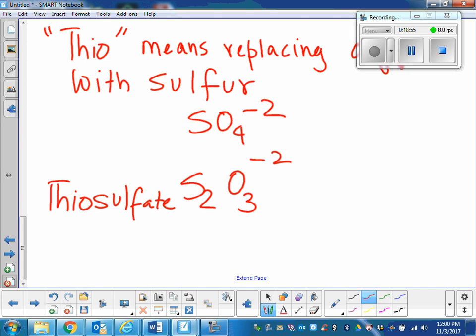Yes, Haley. So, there are 4 oxygens, correct? One of the oxygens is being replaced by sulfur. So, how many total sulfurs do you have? Okay? Yes. One at a time. You can have more sulfur compounds, but we are only learning one right now. In sulfate, if you replace the oxygen with sulfur, it becomes thiosulfate, and that is the formula.